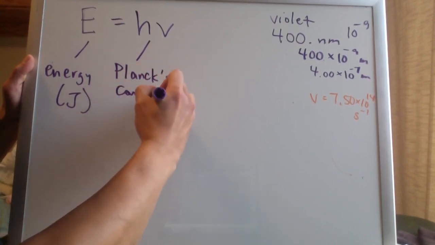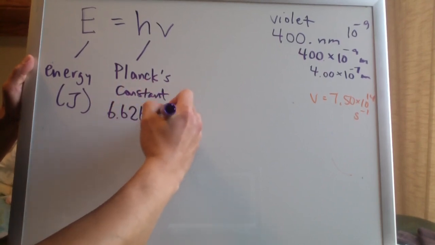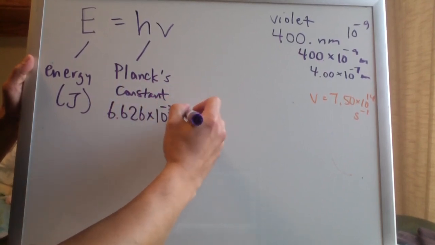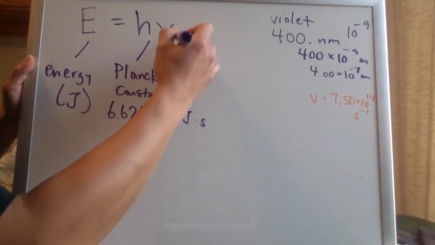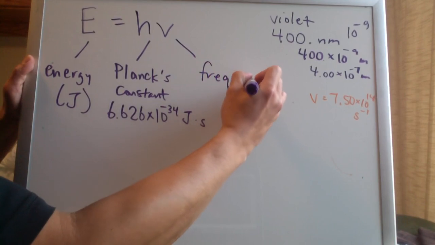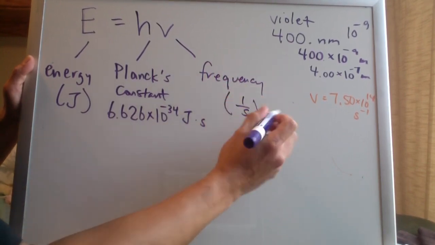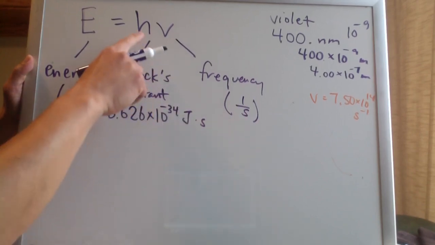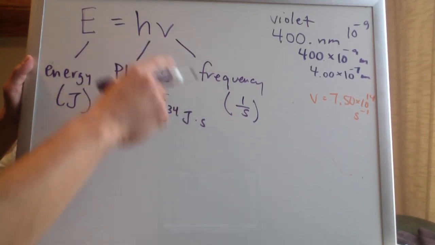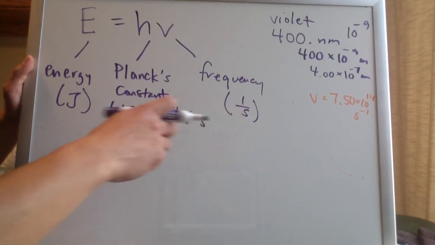And Planck's constant is equal to 6.626 times 10 to the negative 34th joules times seconds. And then this is the frequency, like we mentioned before, nu. And then that's measured in 1/seconds, or seconds to the negative first power, or hertz. And if you take a look here, if we multiply these, then the seconds will cancel out, because seconds times 1/seconds, those will cancel out.